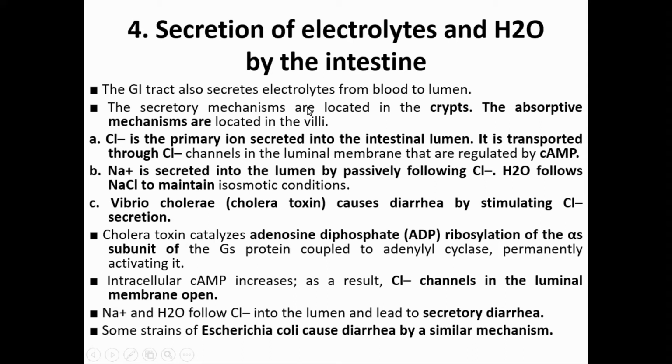The secretory mechanisms are located in the crypts of Lieberkuhn, and the absorptive mechanisms are located in the villi. Okay, chloride secretion into the lumen is through the chloride channels. Chloride secretion is transported through the chloride channels by a cyclic AMP dependent mechanism. And when chloride is secreted, sodium also moves along with the chloride.